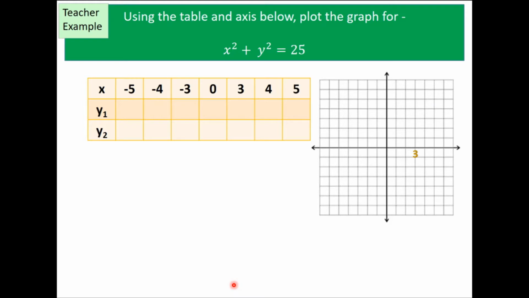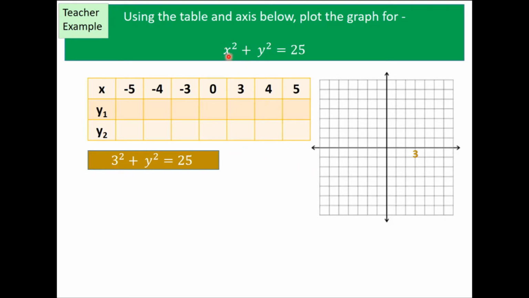In this first example, we're going to look at this equation: x squared plus y squared equals 25. You've come across similar equations when we were looking at solving quadratic simultaneous equations. For the first part, we're going to substitute values into this equation to work out the corresponding values so that we can plot the graph.